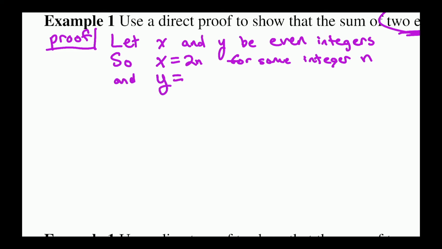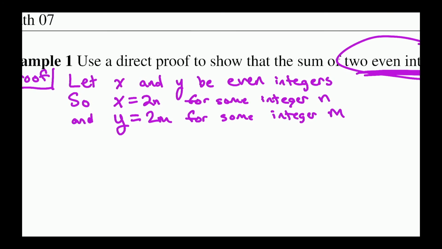So what is y? Well, here's what you can't do. You can't do y equals 2n because you already used n. And if you use n again, then you'd be saying that x and y are equal because they're both equal to 2n. So even though the definition uses an n, you have to change it based on what letters you've already used. So we'll use m: y equals 2m for some integer m.